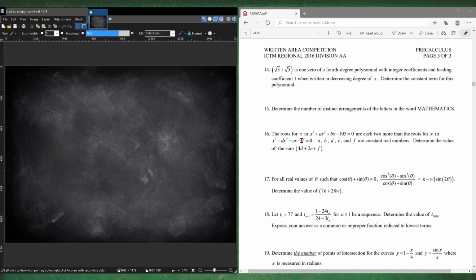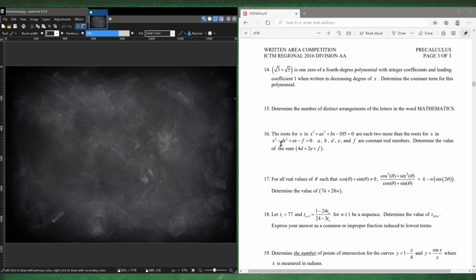The roots for x in x cubed plus ax squared plus bx minus 105 are 2 more than the roots for x in x cubed minus dx squared plus ex minus f equals 0. Then find the sum of 4d plus 2e plus f.